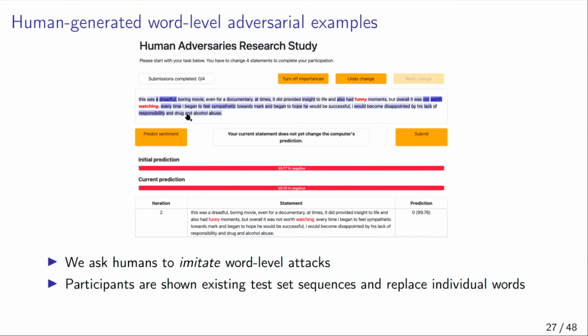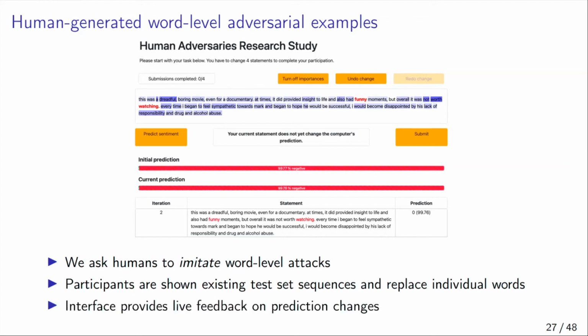And then the humans were asked to, by double clicking on these individual words, replace them with synonyms whilst trying to get the model to misclassify the sequence. So they had an initial prediction progress bar here, and then they had one for the current prediction, and they had to submit individual iterations of word level changes until they managed to flip the class to positive from negative, or vice versa.